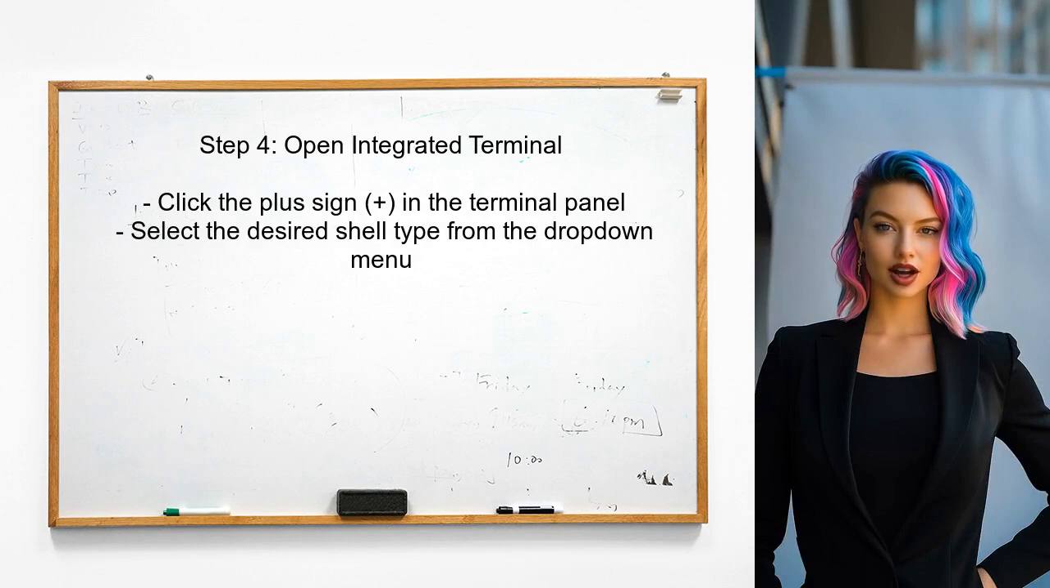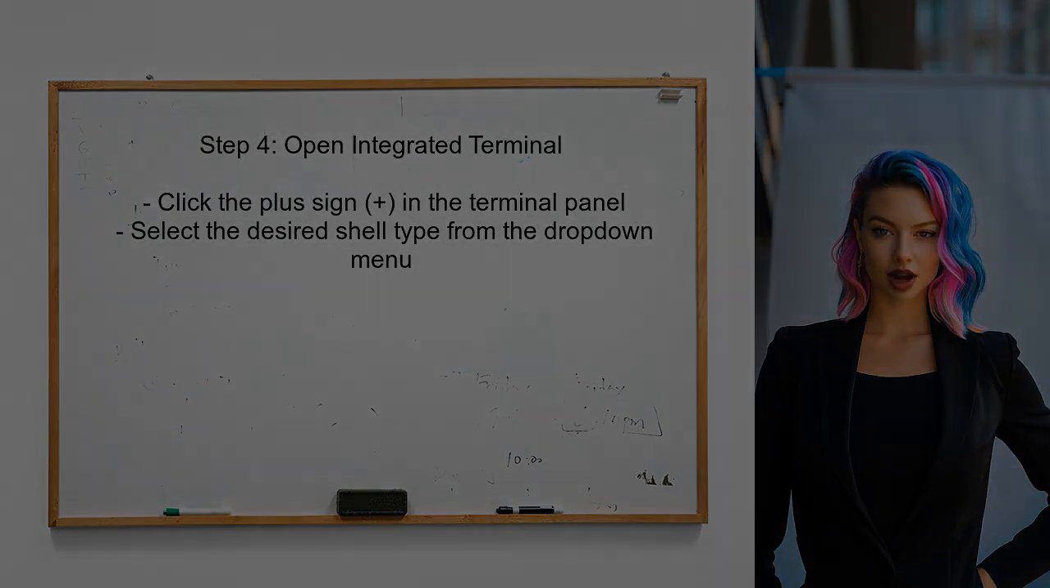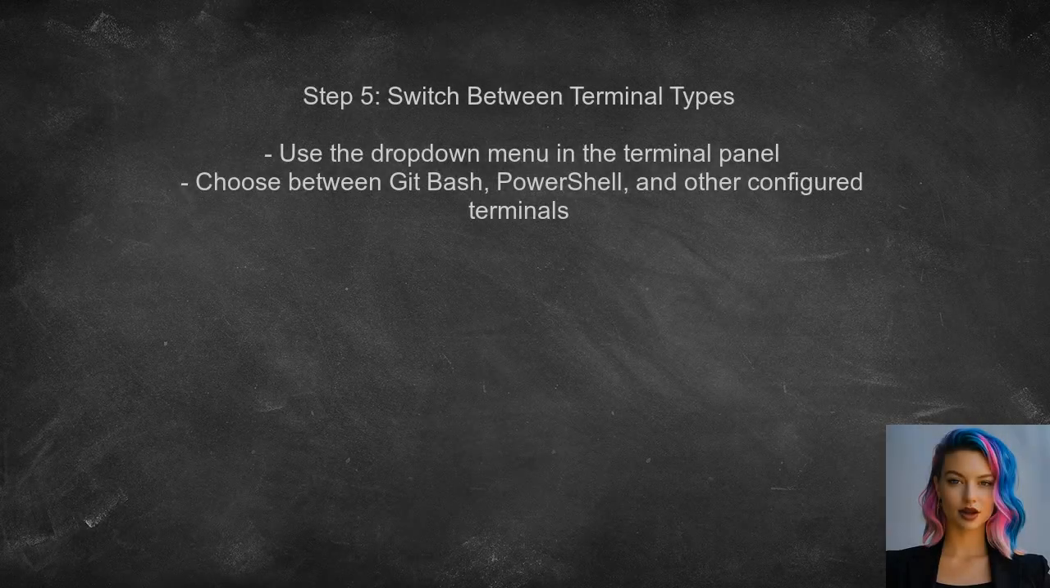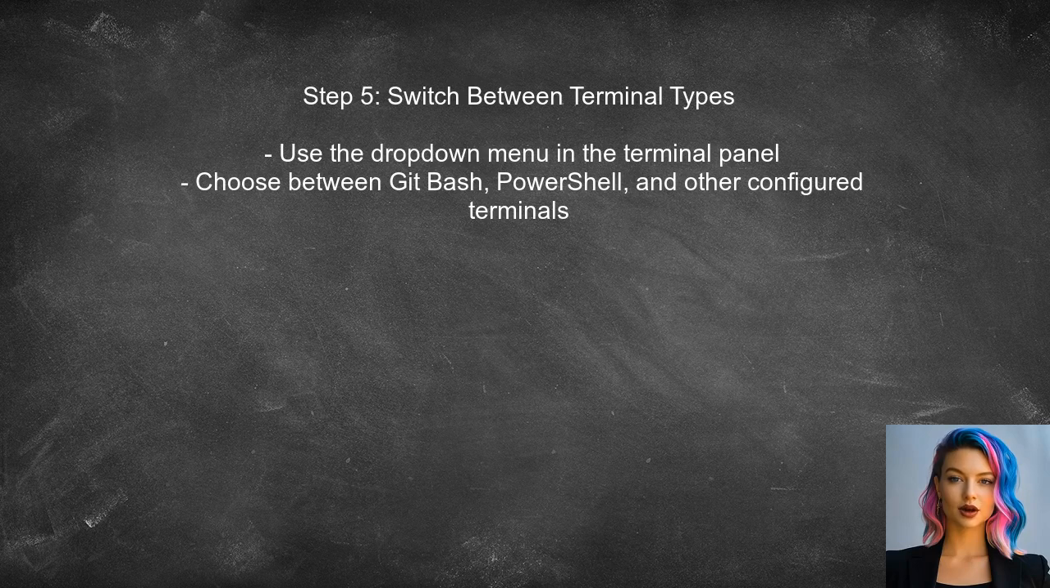After configuring both terminals, the user can open the integrated terminal. They will see a plus sign that allows them to create new terminal instances. Each instance can be set to a different shell type. Finally, the user can switch between the different terminal types as needed. This allows for a flexible development environment tailored to their workflow.